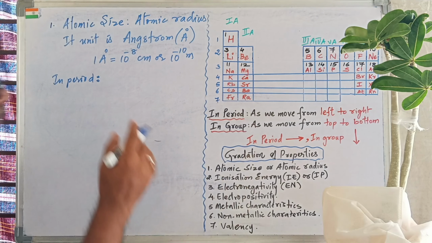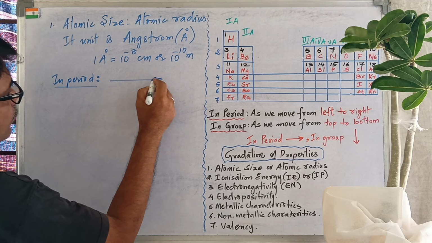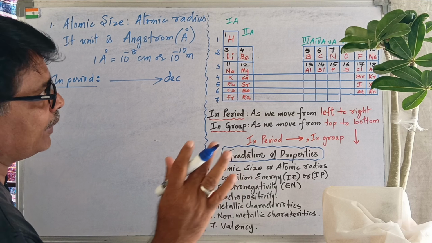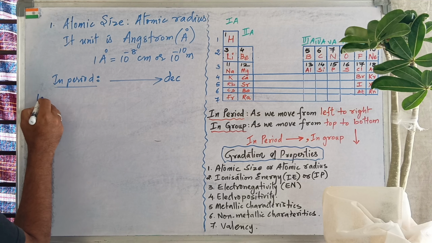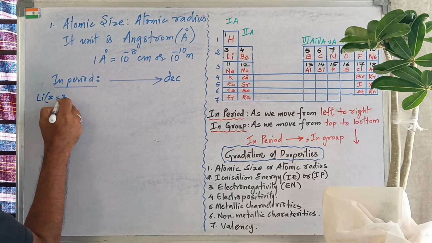Now let me explain with examples. So I am speaking about period. I am moving from left to right, and I already said that size is decreasing. Let me prove it now. The first one in second period is lithium, whose atomic number is 3.